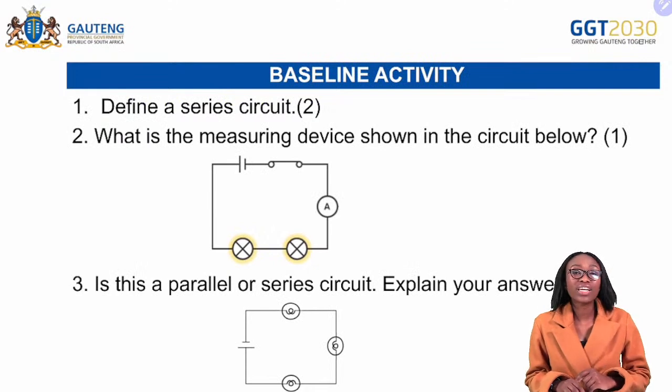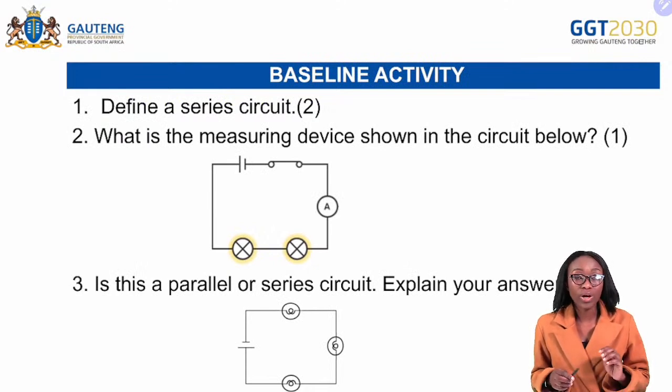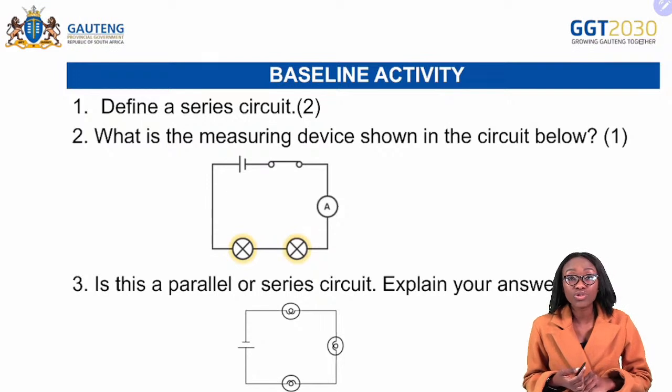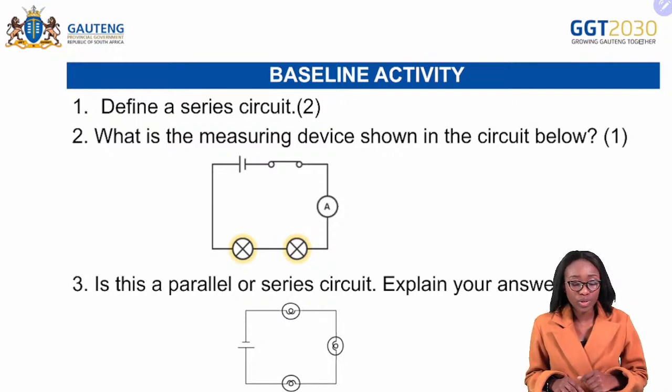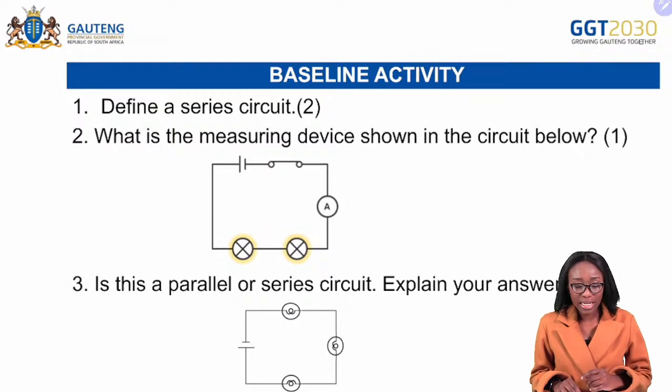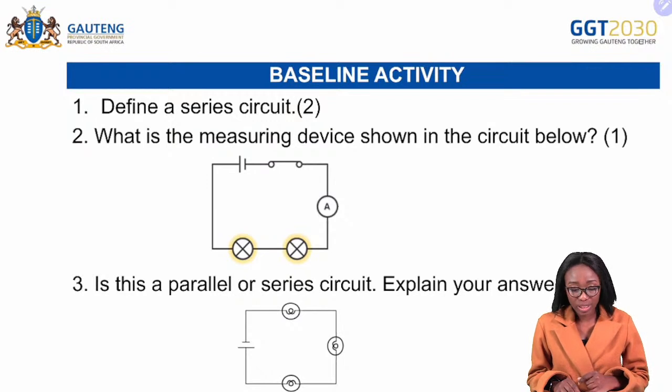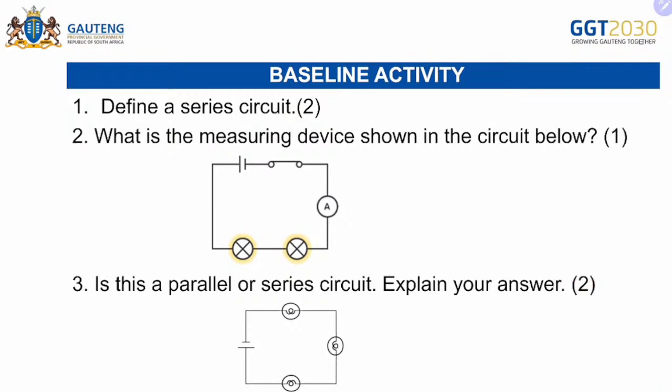Now let's look at today's baseline activity. I'm going to read out the questions to you and then give you time to answer the questions, and afterwards, we will do the corrections together. Question number 1 reads, define a series circuit. Question 2 reads, what is the measuring device shown in the circuit below? You look at that circuit and then you tell us what is the measuring device shown. And then the third question is, is this a parallel or series circuit? Explain your answer for 2 marks.